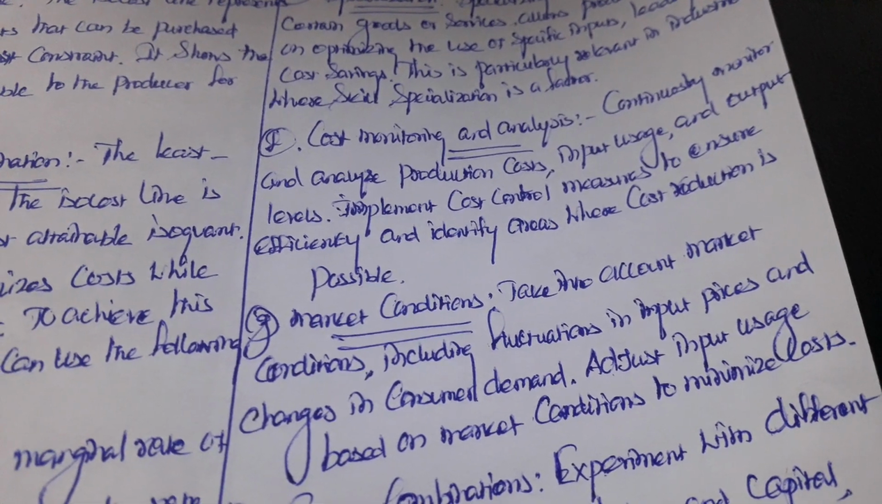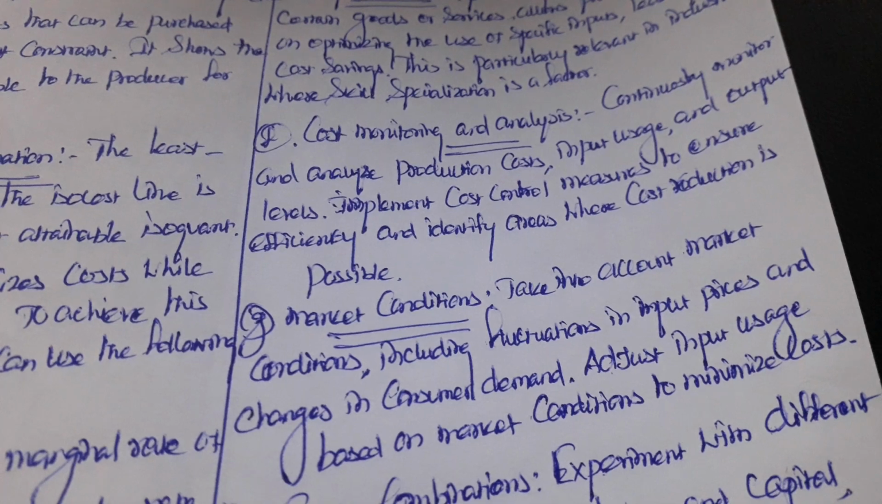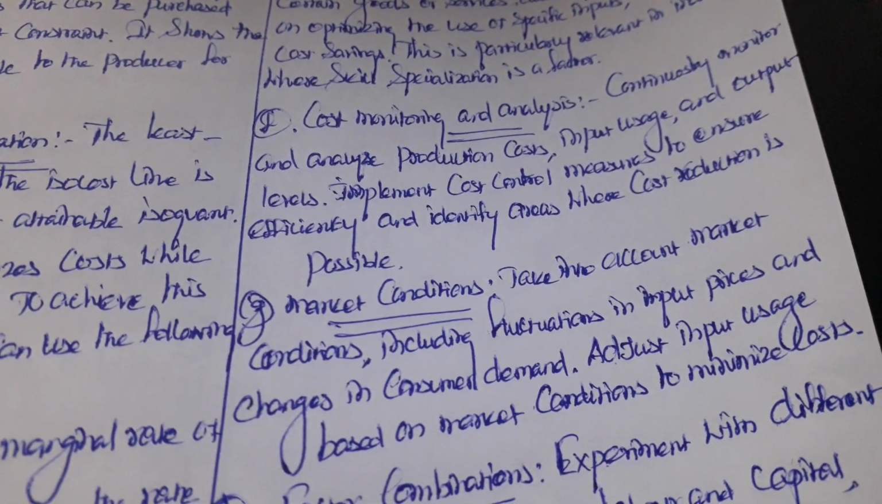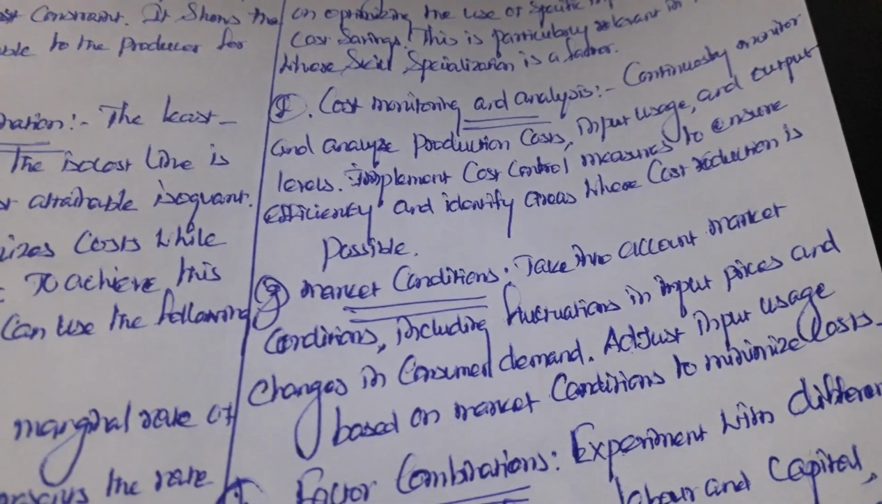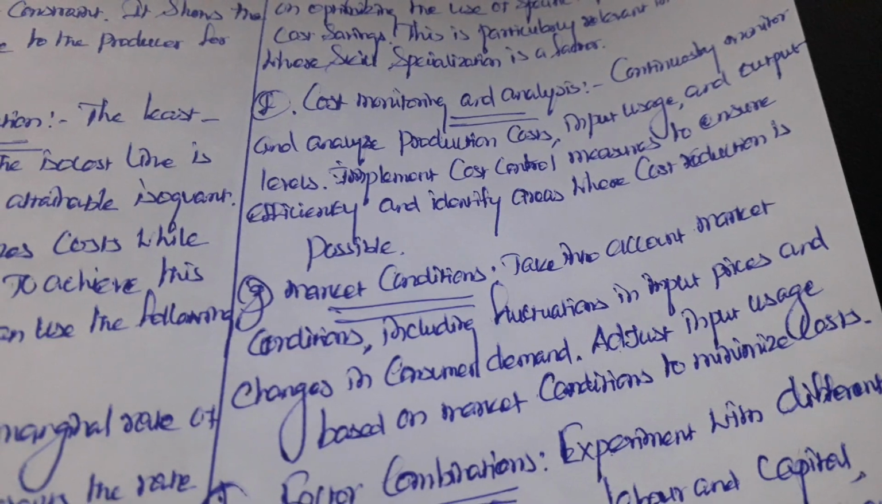Producers need to monitor and analyze production cost, input usage and output levels. For that, they have to implement cost control measures to ensure efficiency and identify areas where we can reduce the cost.